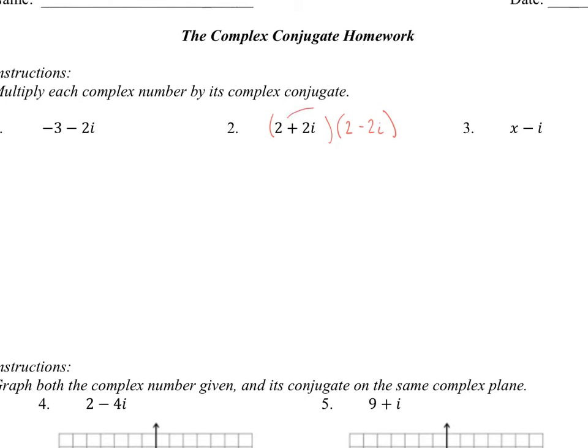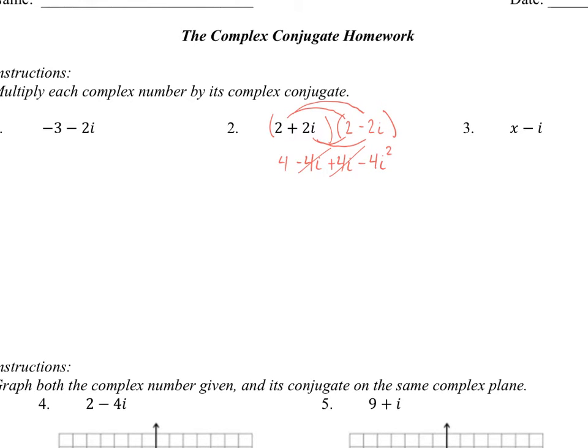So you'll see we'll do 2 times 2. That's 4. 2 times negative 2i. 2i times 2. And 2i times negative 2i. And when that happens, you'll notice that the negative 4i and the positive 4i here will cancel. And that will always happen if you're multiplying a complex number by its conjugate.